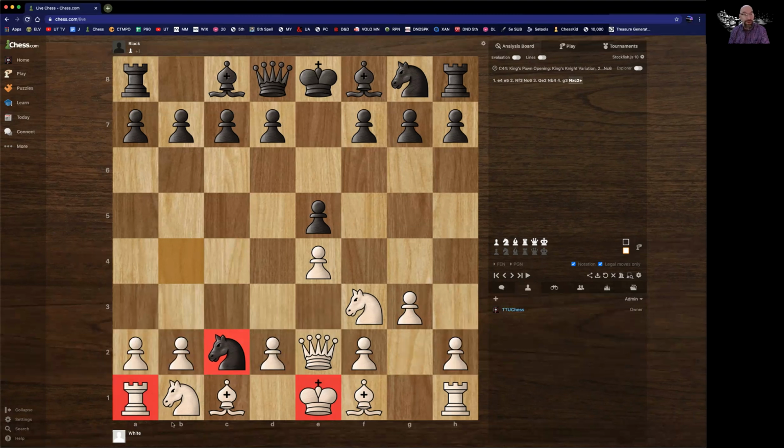The reason we call it a fork is because both pieces are actually being attacked at the same time by the knight. The knight can attack the king, and the knight is also attacking the rook. When the black king moves out of check, the black knight takes the rook and is now up material. That's a fork, a piece of lesser value attacking two pieces of greater value.